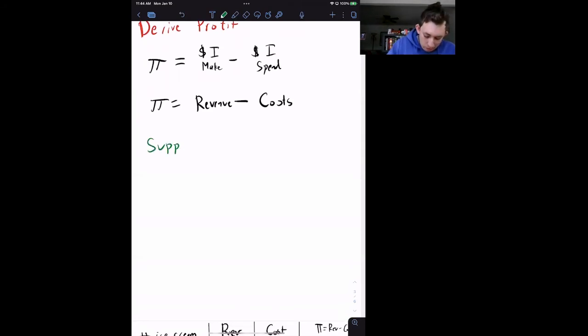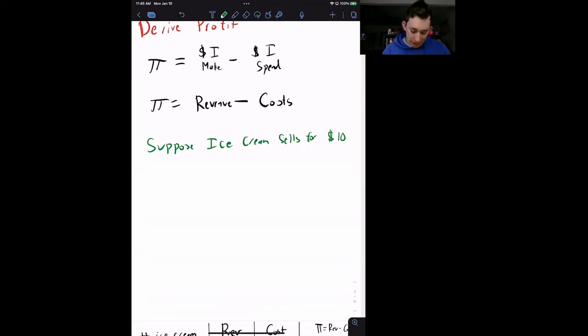So let's suppose that ice cream sells for $10, meaning every customer who walks up to your store and orders an ice cream cone, when they are checking out, the cashier will ask them for $10. That is the price they are paying for the ice cream. This comes from our first large assumption that we are in a perfectly competitive market. That means imagine there are 100 or more small ice cream shops in this town where we are operating. We are selling our ice cream for $10.